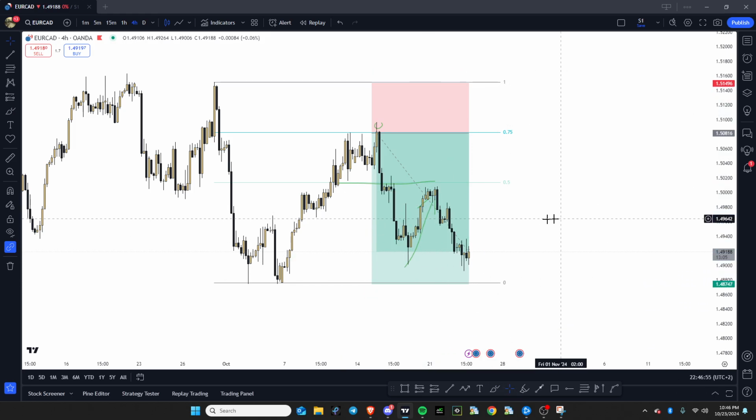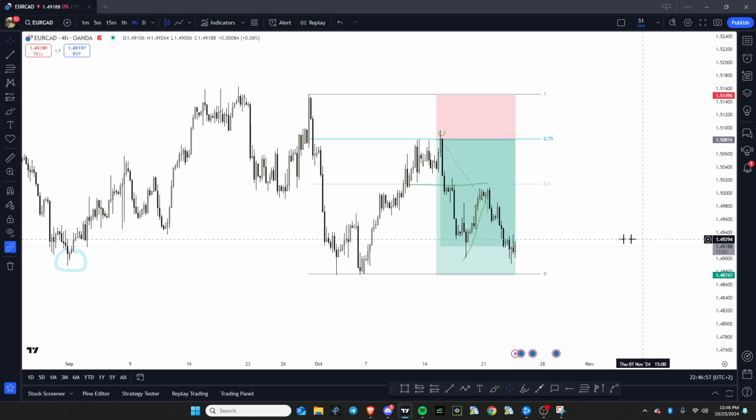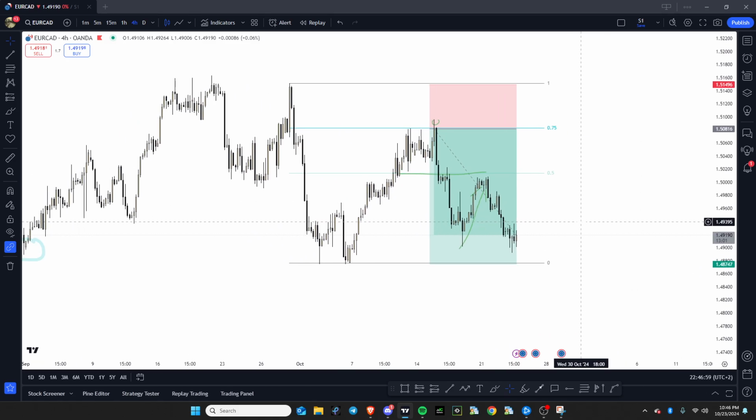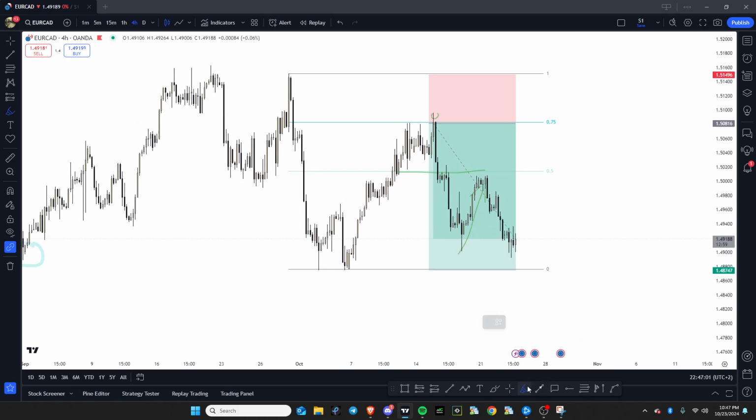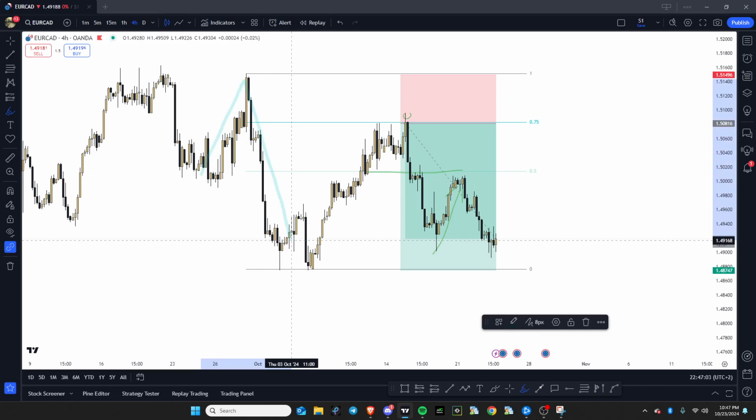Obviously we don't know, but yeah, that's a quick little breakdown on why I took this trade. Very simple trade, essentially just following the shift in structure and looking for a bearish trend basically.